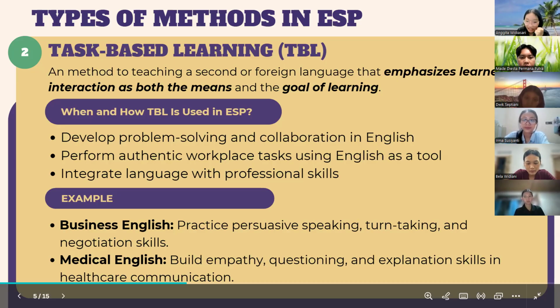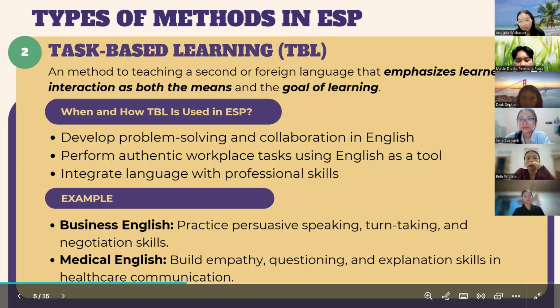Okay, and I also have examples for this method. In business English, the purpose is to practice persuasive speaking, turn-taking, and negotiation skills. For example, prepare a marketing proposal, design a business plan, or hold a mock meeting to discuss company goals.